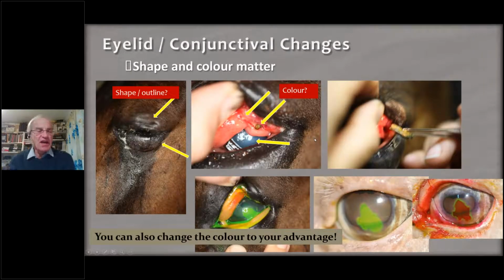Eyelid and conjunctival changes. So you see this horse was presented like this, and we noticed that this horse was slamming its eye closed and was pulling the eye back into the socket. And then when we looked at it, of course it had a discharge, so the color was abnormal. The eyelids were thickened. The lower eyelid was very edematous, but the upper one was very thin and had this rather strange crenated shape in it.